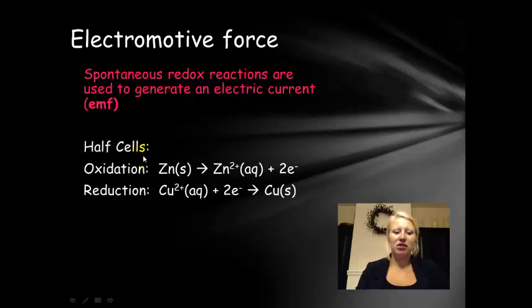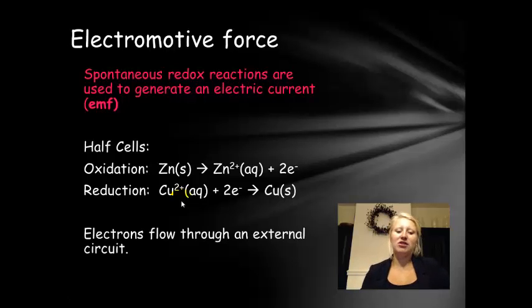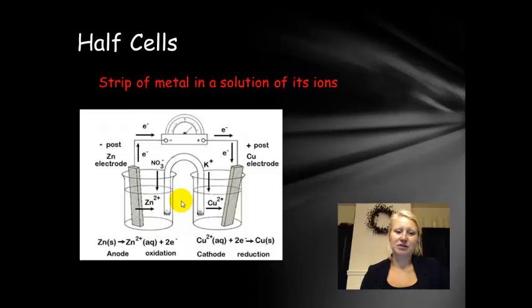Here's an example. Here are two half cells, which is an oxidation coupled with a reduction. Zinc is being oxidized, losing electrons to become zinc plus 2. Copper ions are gaining electrons to become copper solid. These two half cells would generate a current between them because zinc is losing the electrons and copper is gaining the electrons. And since the electrons are moving, that's a charge. So electrons flow through an external circuit when we talk about voltaic cells.